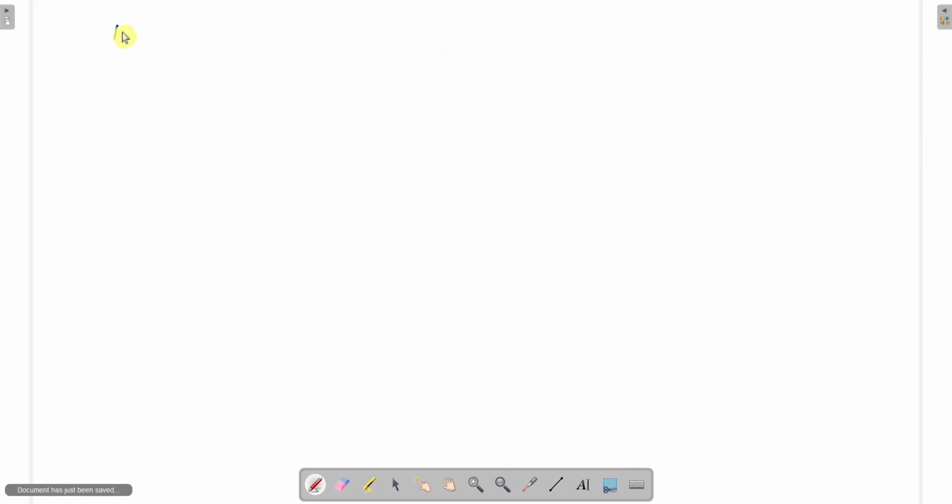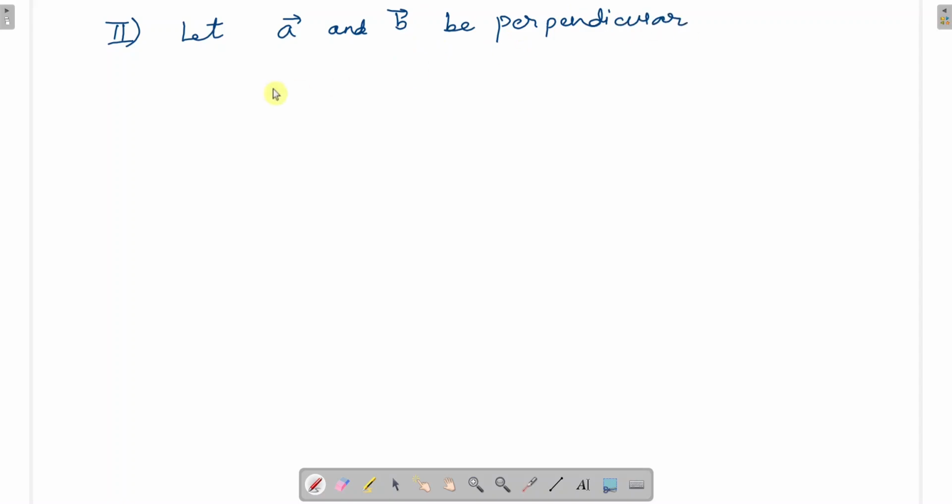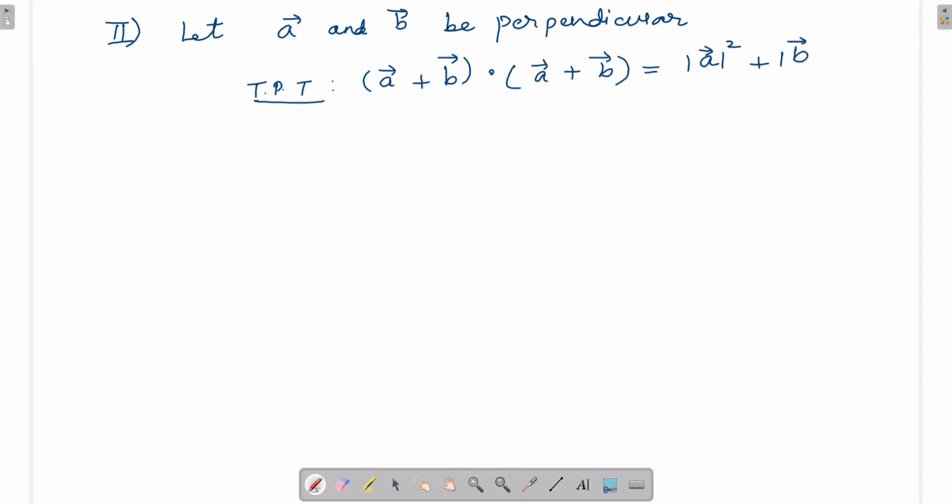Now let us prove the reverse. So that means what we have to do here is let A bar and B bar be perpendicular. Okay. So this we have to assume, and what we have to prove is to prove that A bar plus B bar dot product A bar plus B bar is equal to magnitude of A bar square plus magnitude of B bar square. Okay. This we have to prove.